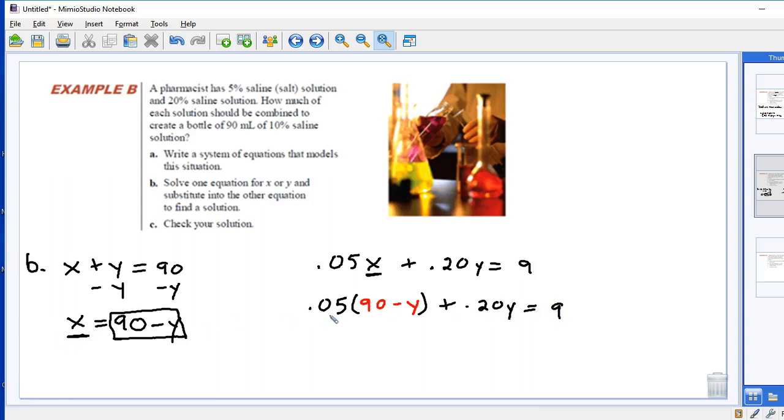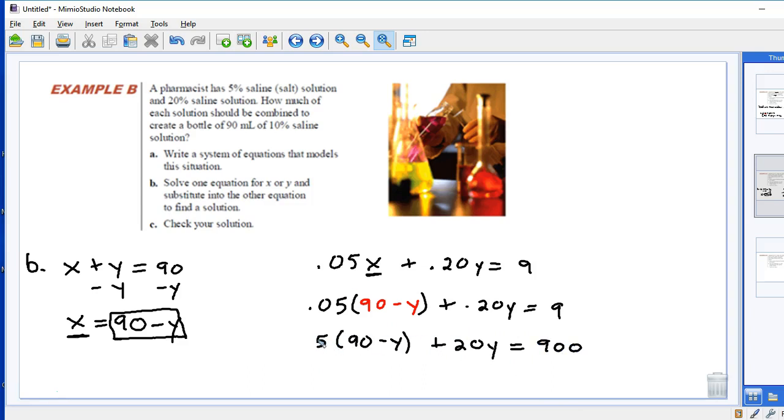Okay, so now I have this equation much better off. Now what I want to do is, I don't like these decimals, so if I can multiply everything by the same number, I might be able to get rid of all of them. If I multiply everything by 100, my decimals are going to go away. So I'm going to multiply everything by 100. So this becomes 5 times (90 minus Y), and multiplying this by 100 moves the decimal point over 2, plus 20Y equals, and 9 times 100 is 900. Okay, that makes it a little bit easier to solve.